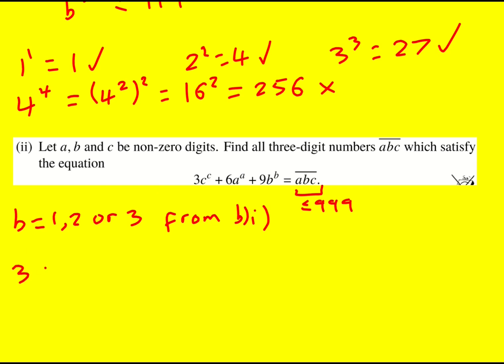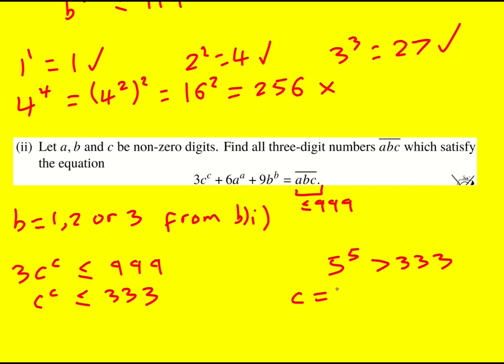We also need that 3c to the c is going to be less than or equal to 999, and therefore c to the c is going to be less than or equal to 333. Okay, well actually there seem to be fewer restrictions here. So now 4 is okay, but I think 5 is going to be too big. 5 to the 5 is definitely bigger than 333. So c can equal 1, 2, 3, or 4.